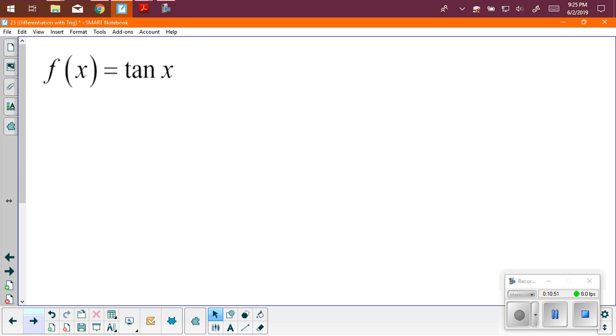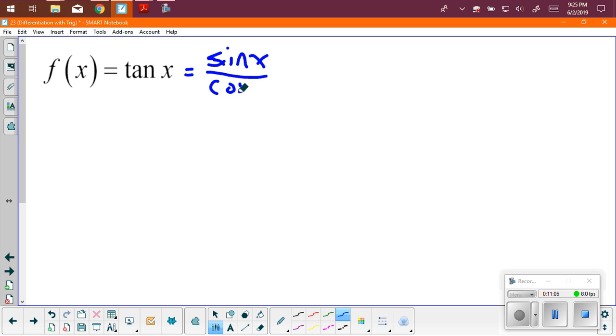Okay, last but not least, let's do tangent. Now, we don't have a rule for tangent. We only have for sine and cos, but that's not a problem because we know that tan is equal to sine x over cos x. So to do the derivative of tan, we're just going to take that and use the quotient rule.